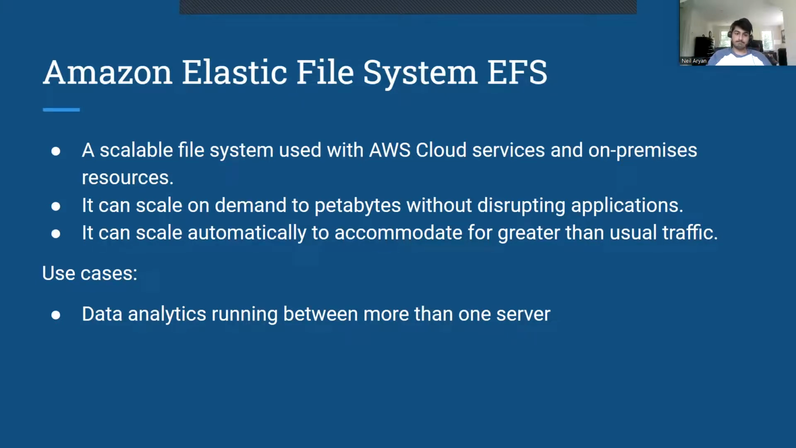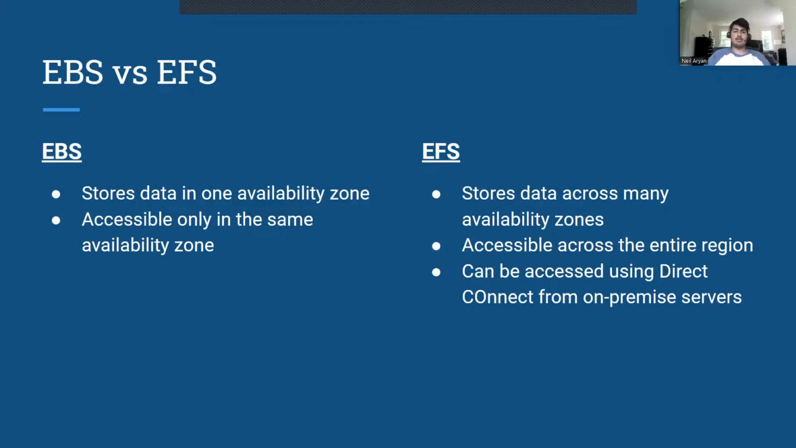Now, we just talked about Elastic Block Store. Let's talk about Elastic File System. EBS stores data in only one availability zone, and it's accessible only when you're in that availability zone. However, for EFS, you can store data across several availability zones, and they're accessible across the entire region. Even if your data is in one availability zone or several, it's still going to be accessible throughout the entire region. And unlike EBS, EFS can be accessed using AWS Direct Connect from on-premise servers, whereas for EBS, you need to either have a hybrid setup or be fully operational on the cloud.